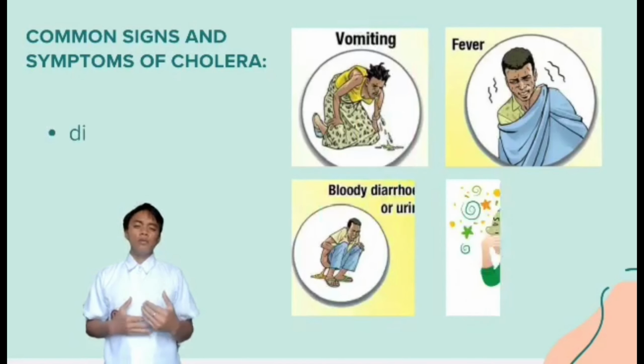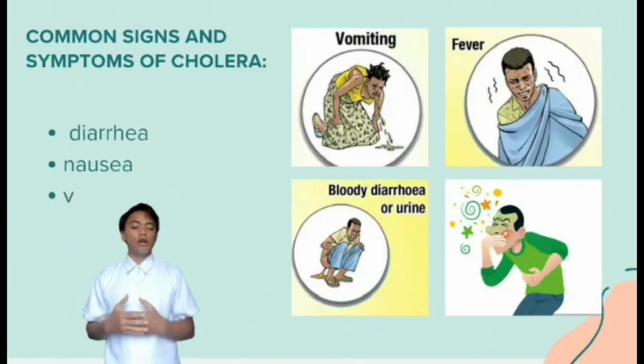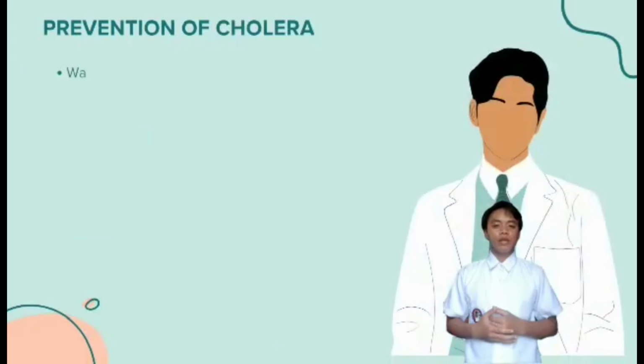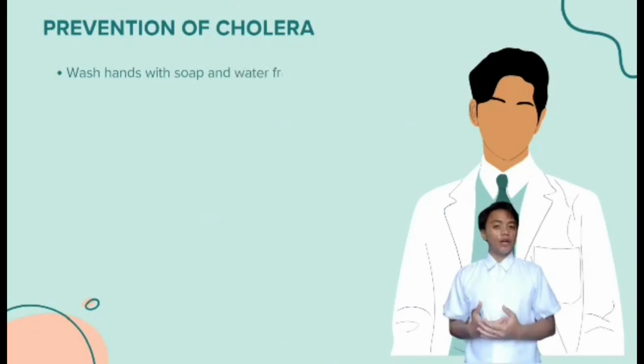We have the common signs and symptoms of cholera. We have these pictures. First, we have diarrhea, nausea, vomiting, and fever. And how to prevent cholera?